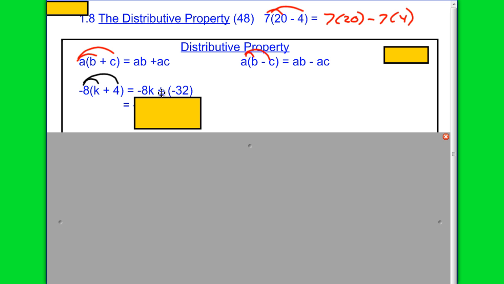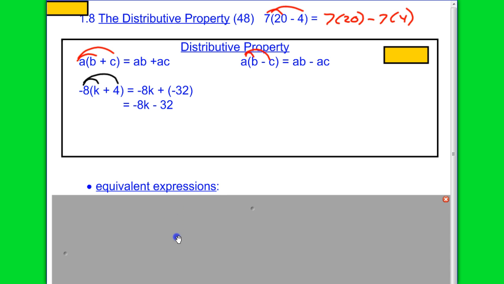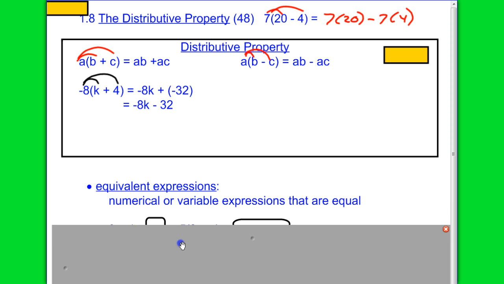So we have to leave it this way, but instead of writing this as plus and all these parentheses and a negative, how can you write that? Kyle? -8k minus 32. It's a simpler way to write it. The plus and negative is the same as subtracting. So when we perform this distributing of multiplication across addition or subtraction, we are finding equivalent expressions. And equivalent expressions just means expressions that are equal in value.